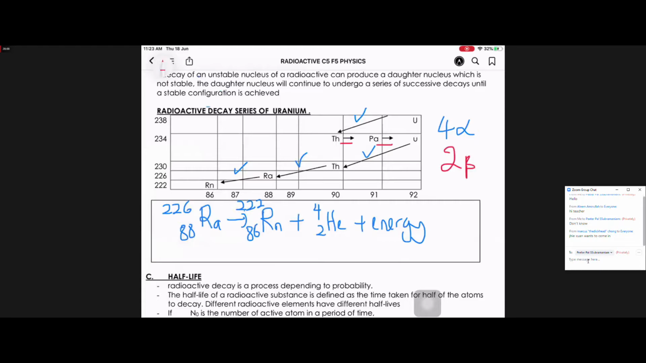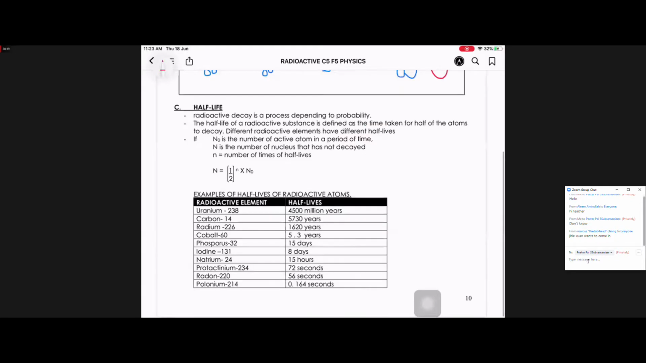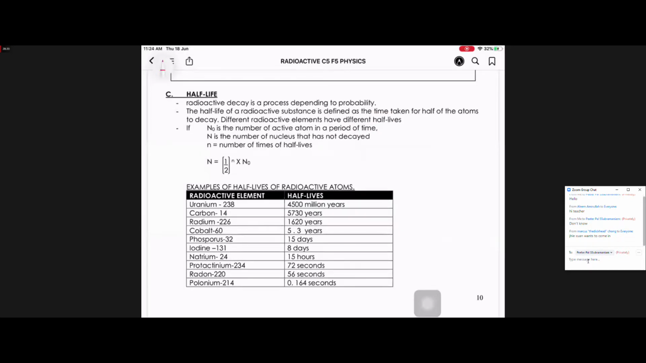Okay, done. So this is what we call a series of decay. This is the last equation. Now we'll go to half-life, and how to calculate half-life. Okay, remember this.